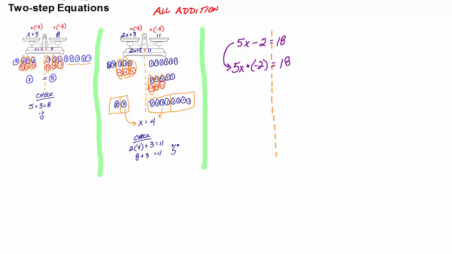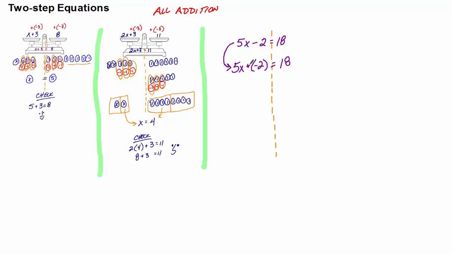So the first step is to ask ourselves, what do we need to do to get rid of this amount? This thing that isn't the number times the x, because that's always going to be our first step. First step back here, if we look at the problem we did a moment ago, the first step was, how do you get rid of the 3? And the way we get rid of this is we add its opposite.